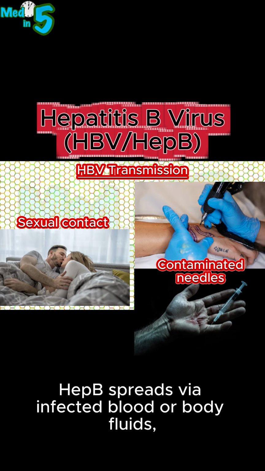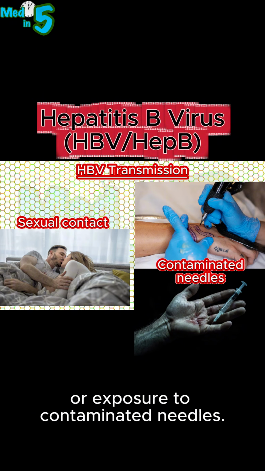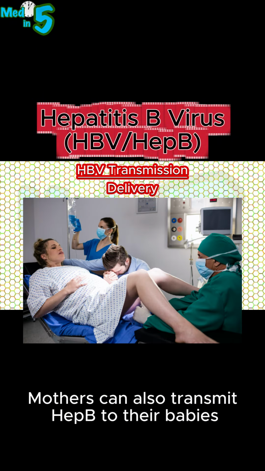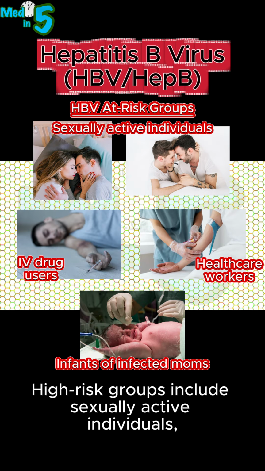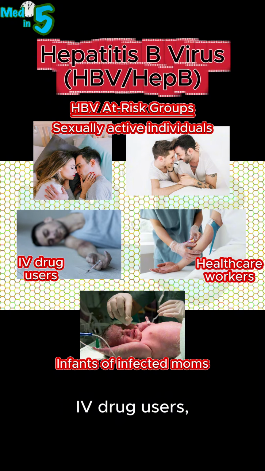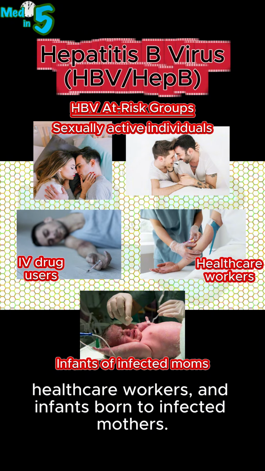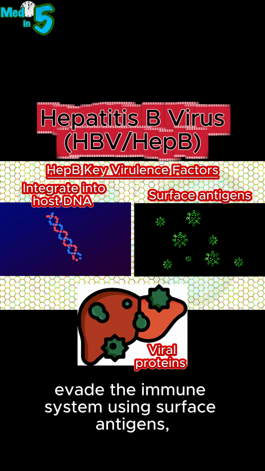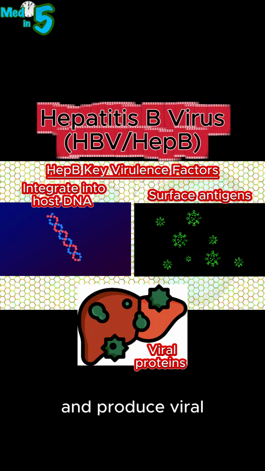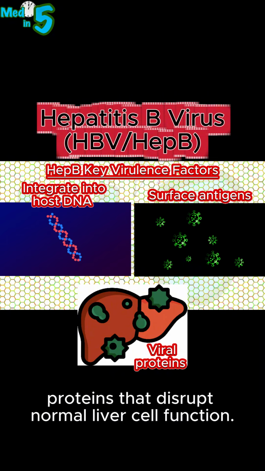Hep B spreads via infected blood or body fluids, commonly during sexual contact or exposure to contaminated needles. Mothers can also transmit Hep B to their babies during delivery. High-risk groups include sexually active individuals, IV drug users, healthcare workers, and infants born to infected mothers. Key virulence factors include its ability to integrate into host DNA, evade the immune system using surface antigens, and produce viral proteins that disrupt normal liver cell function.